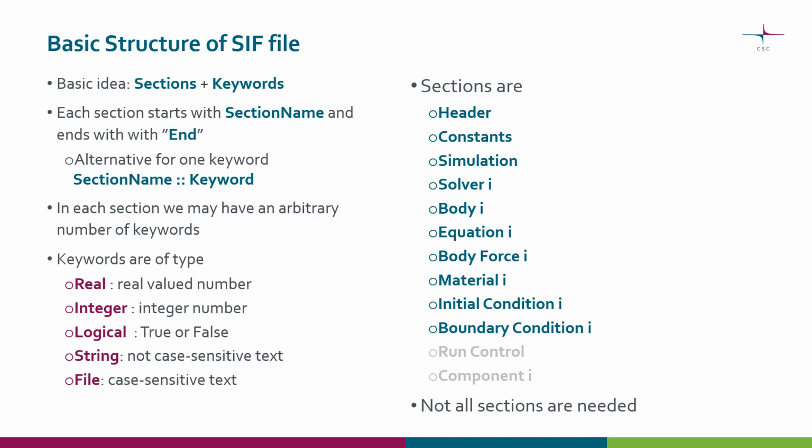There are also 2 other sections that are not so frequently used, called run control and component. So not all sections are needed. You typically have most of them, but not necessarily all of them. For instance, initial condition is rarely used if we have a steady state case.